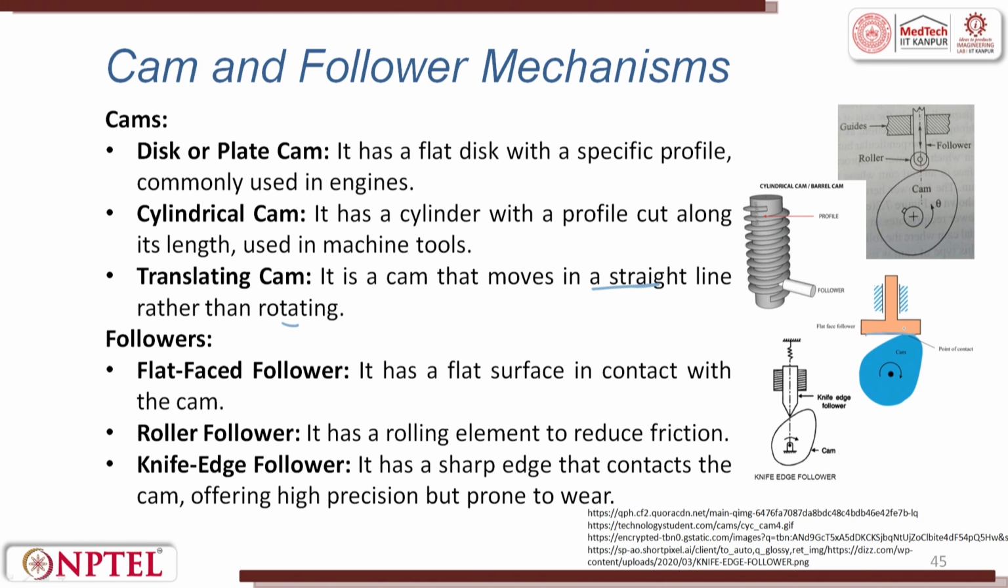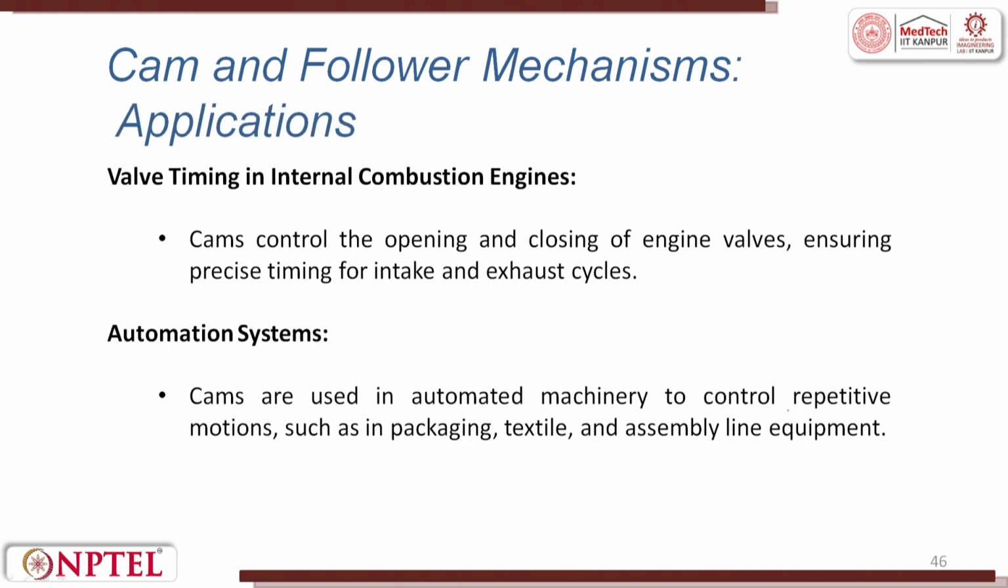Follower: there can be a flat faced follower, a roller follower, or a knife edged follower. The flat one has a flat surface in contact, which basically tries to distribute the load. The roller has a rolling element to reduce the friction, and you can have a knife edge which has very precise control, but it is prone to wear. So, valve timing in an internal combustion engine is always done by cam and follower. In automation, cams are used in automated machines which can be used in packaging, textile and in assembly lines.